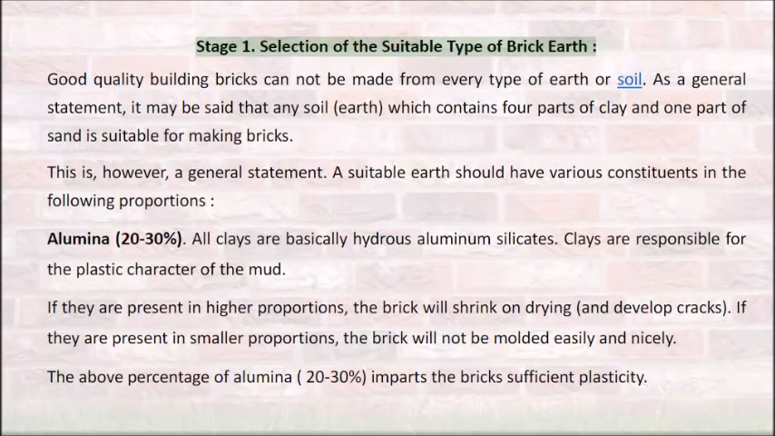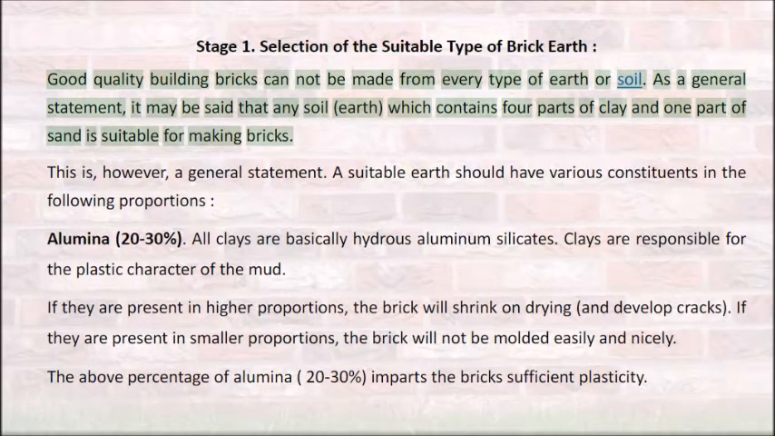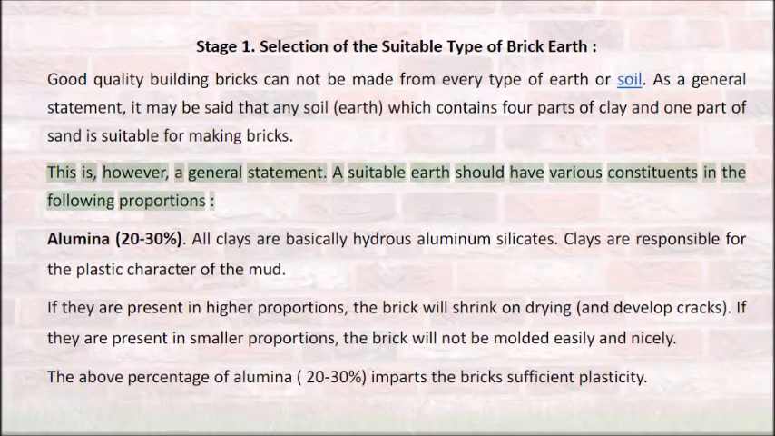Stage 1: selection of the suitable type of brick earth. Good quality building bricks cannot be made from every type of earth or soil. As a general statement, it may be said that any soil or earth which contains 4 parts of clay and 1 part of sand is suitable for making bricks. This is, however, a general statement. A suitable earth should have various constituents in the following proportions.